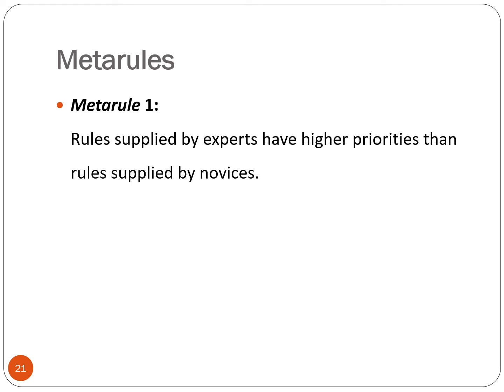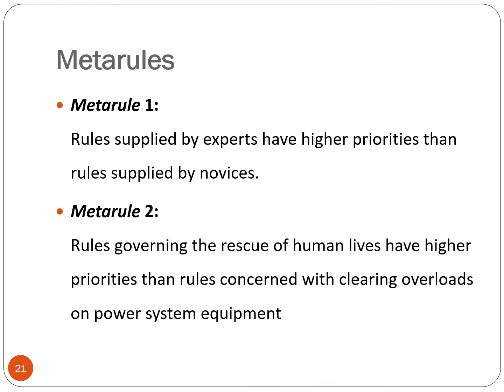Meta rule one: rules supplied by an expert have higher priority than rules supplied by a novice. You have to identify which rule was extracted from the expert and which was extracted from the novice. Meta rule two: rules governing the safety of human lives have higher priority than rules concerned with clearing overload on the power system. So anything involved with human lives should be the highest priority compared to others.